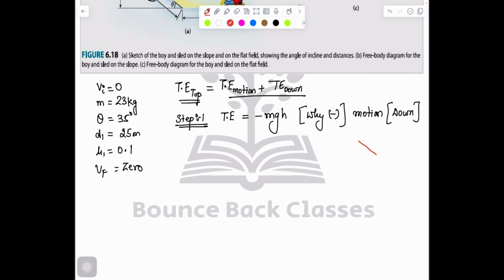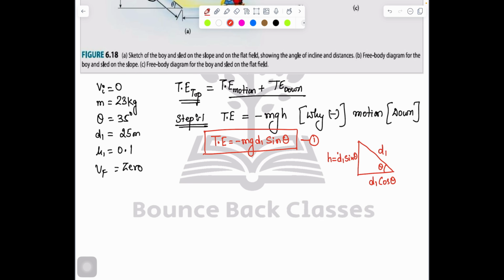So we have something going down. This is your height, and this is your distance d1. Here is angle theta. This height equals d1 sine theta, and the base equals d1 cos theta. So can I solve it? Total energy is equal to negative mg times the value of h, which is d1 sine of theta. This is your equation number 1.